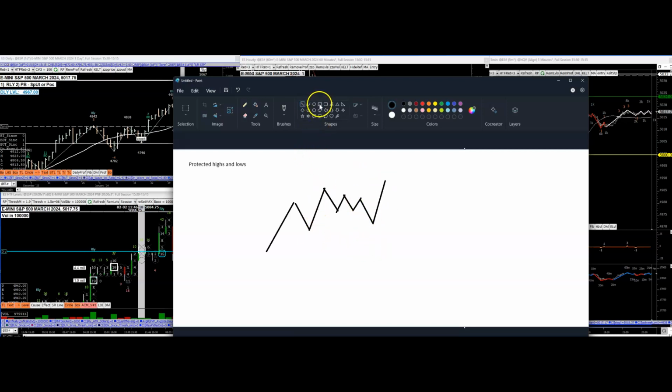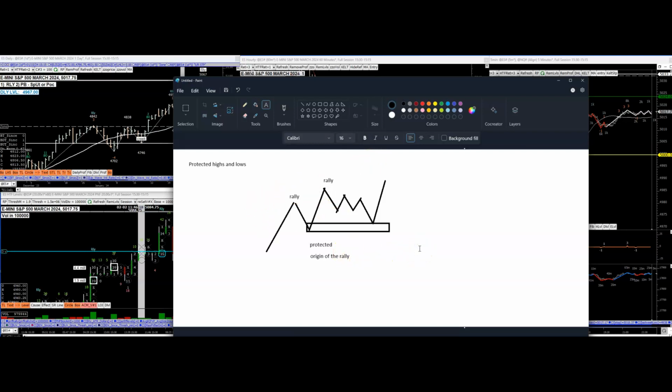The reason why this low was not taken out is, I guess you could call it protected if you want. So this is just the origin of the rally. All right, origin of the rally, and I'll explain why it's quote unquote protected. This is the origin of a rally.